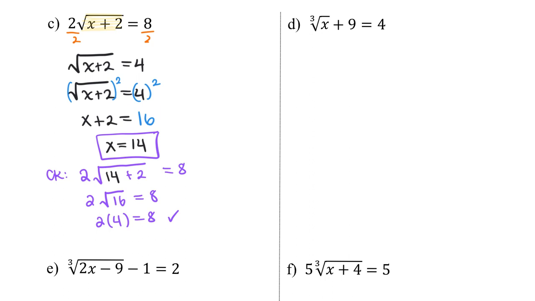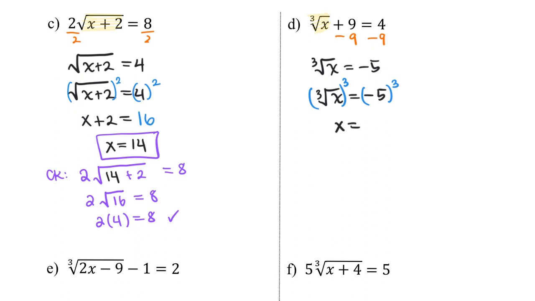Okay, ready for D? D says the third root of x plus 9 equals 4. So here's my radical. That's what I want to isolate, everything involving the radical. So I do need to move the 9 over. Okay, I'm going to rewrite this step for notes, but you don't have to. Now be careful. This is a third root of x, so the index is 3. If it's a third root, to cancel the third root, I have to raise it to the third power. Okay, the third root and the third power cancel.